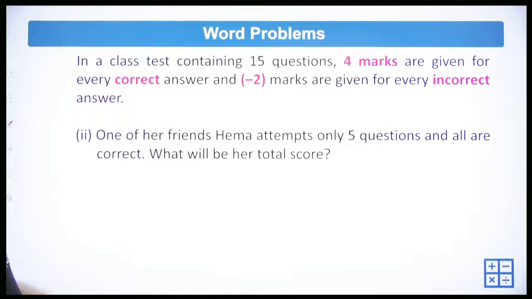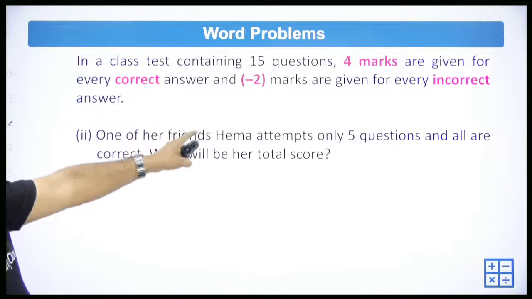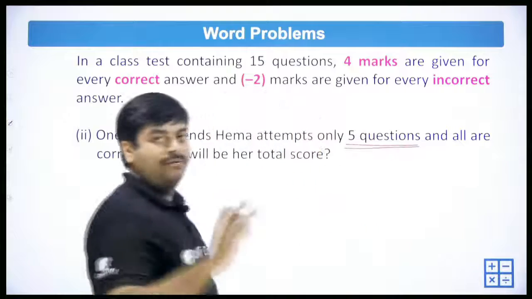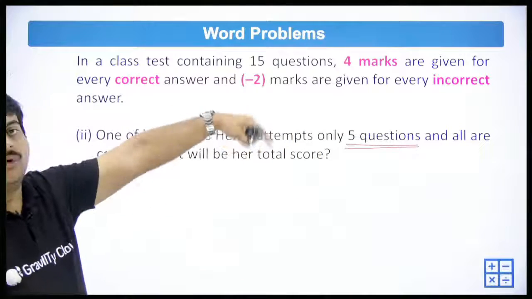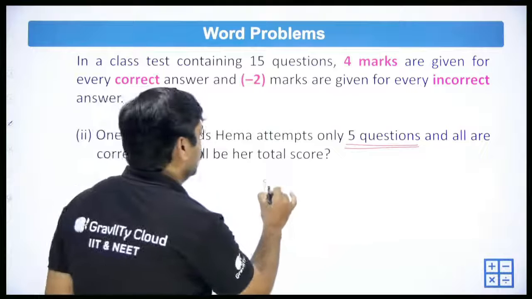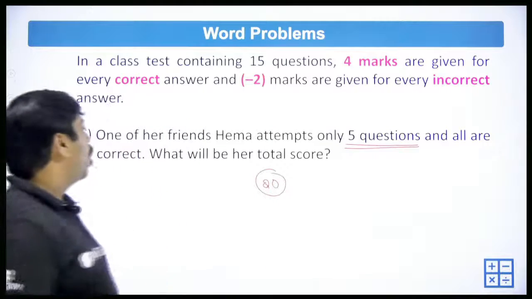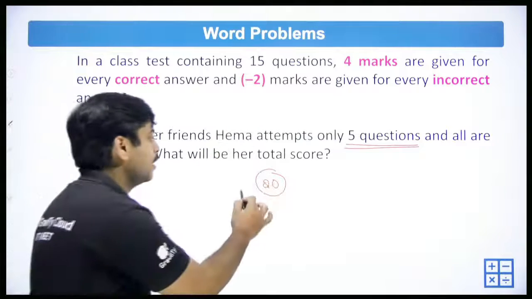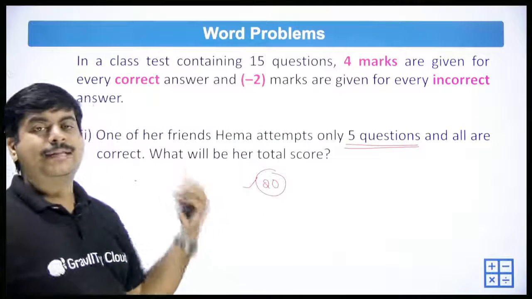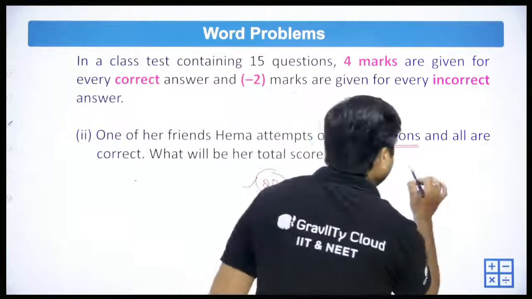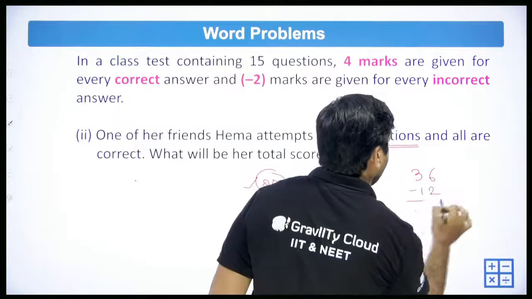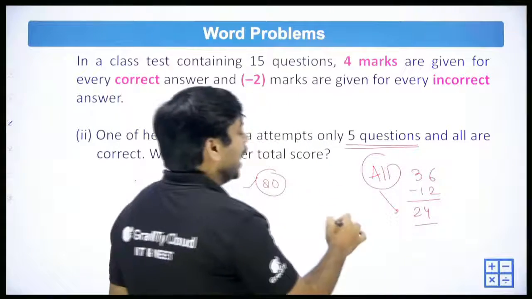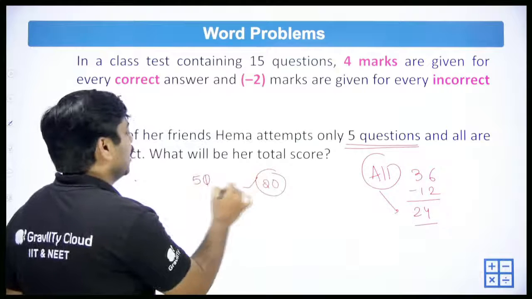In the same case, one of her friends, Hema, attempts only 5 questions. Only 5. So 5 into 4, how many marks? 5 into 4 is 20 marks, and all are correct. What will be her total score? It is 20. See, in the previous case, what happened? Although the person got 36 with minus 12, she landed at 24, writing all the questions, getting 24, versus writing only 5 questions and getting 20 marks.